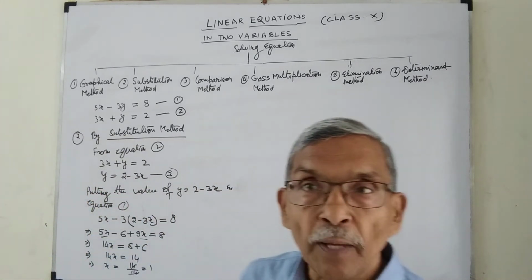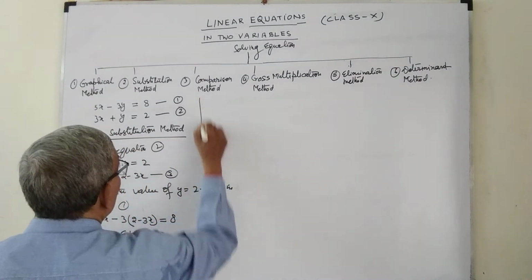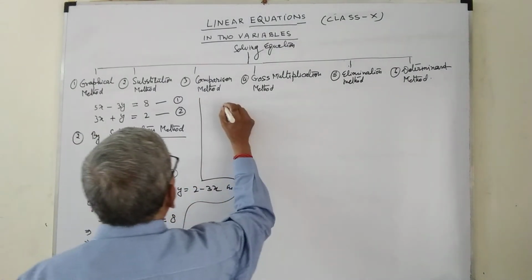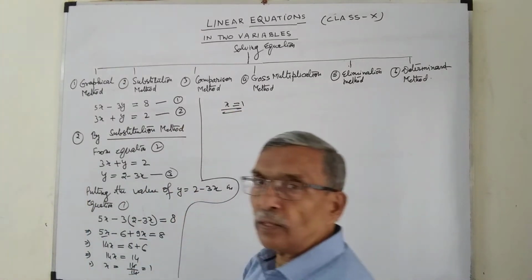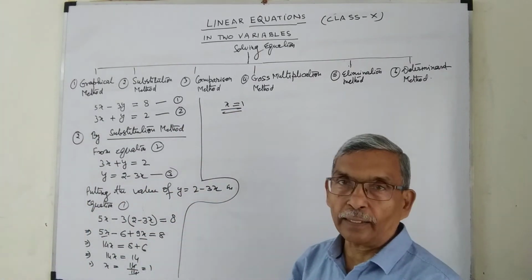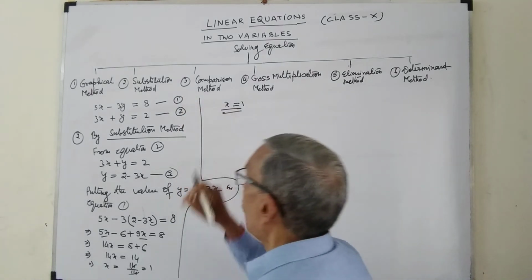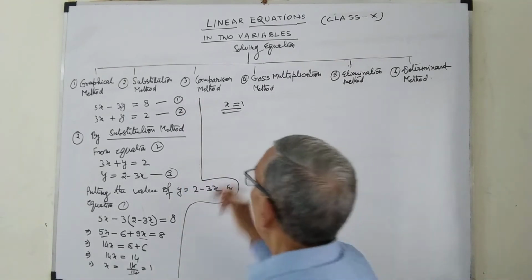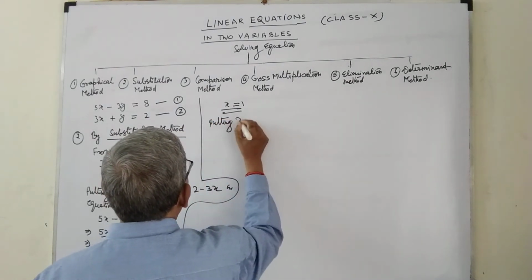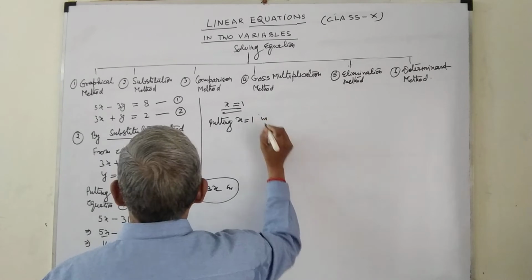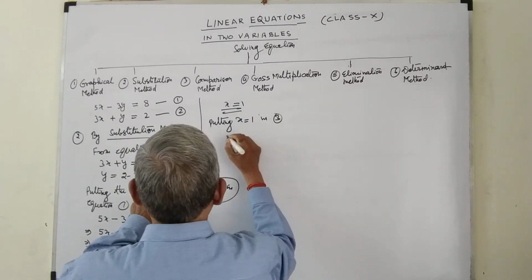Is it visible? Yes. So you got the value, x is equal to 1. We got the value of x. Now we will substitute this in any of the three equations. So putting x is equal to 1 in equation 2, it will be easy to get the value.